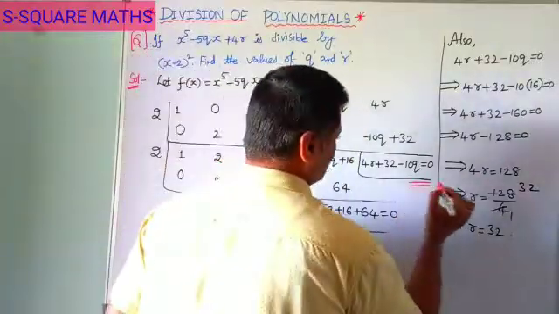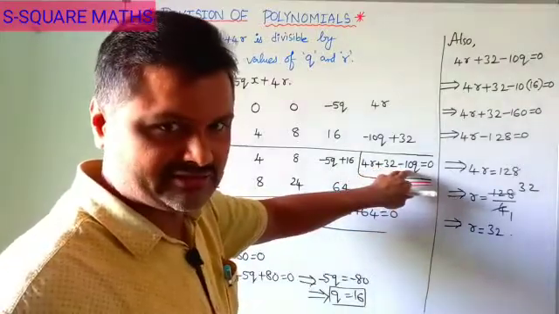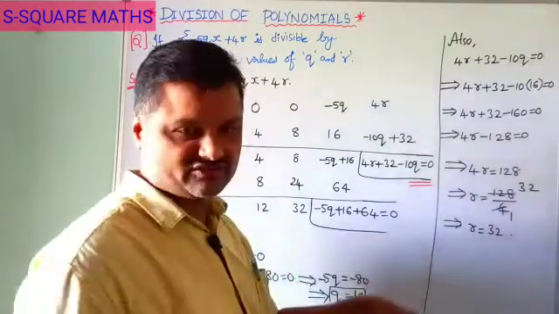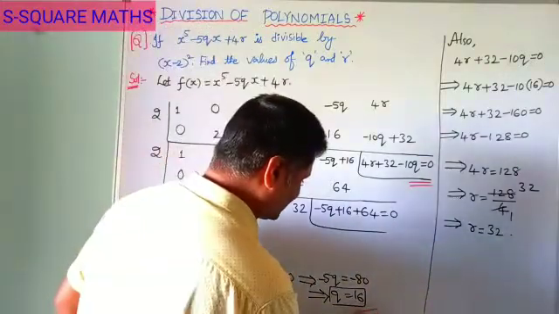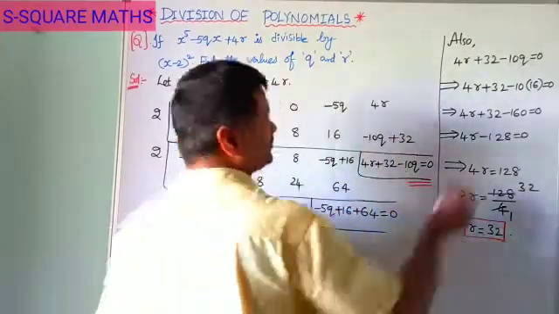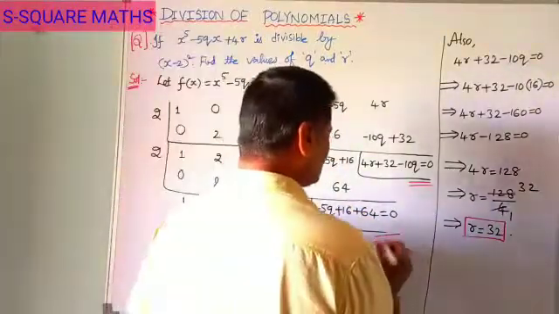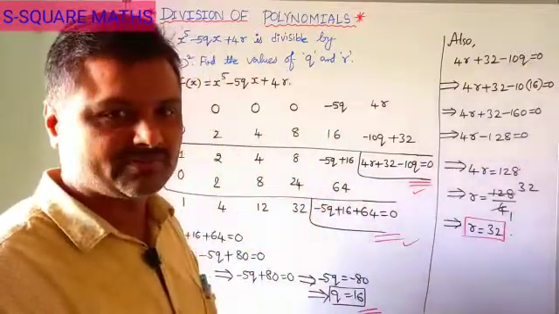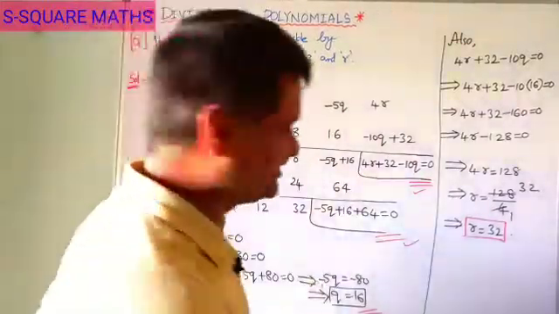Here, since the remainder is 0, 4r plus 32 minus 10q is equal to 0 is a linear equation in two variables, and here minus 5q plus 16 plus 64 is equal to 0 is a linear equation in one variable, q. Solving, the q value is 16, and solving this one after substituting q is equal to 16 in the given equation, we get the value of r. So these two steps play an important, crucial role in the given problem. This is one of the important applications of Horner's method of synthetic division.